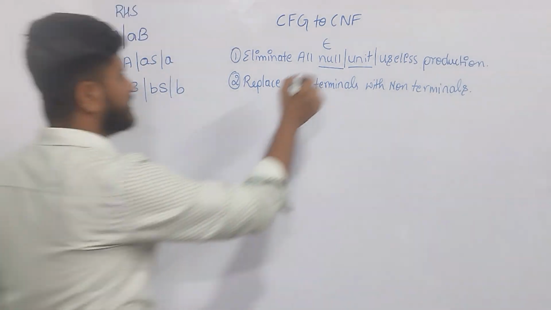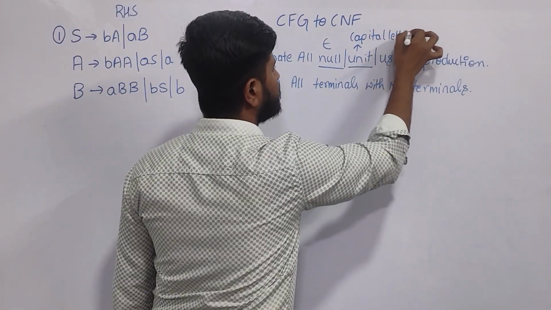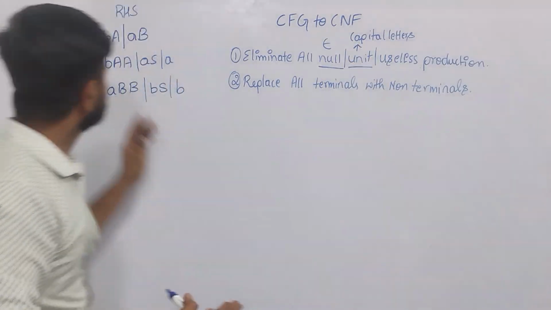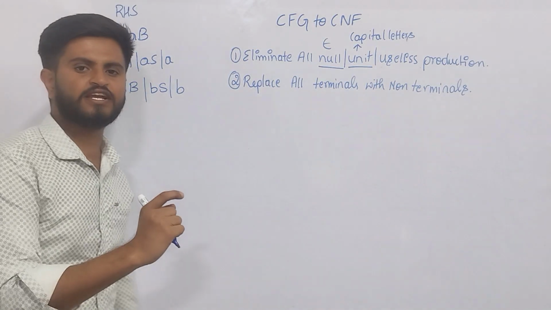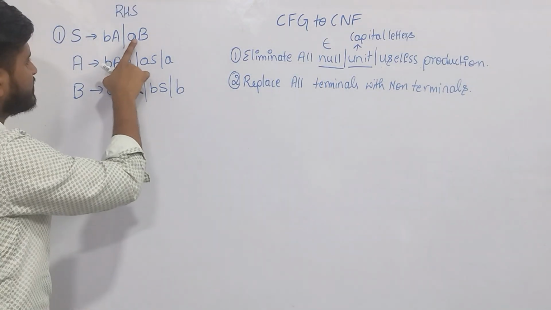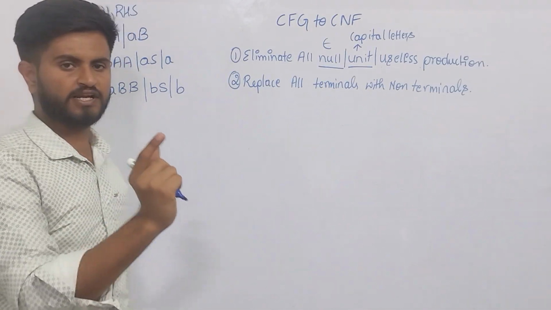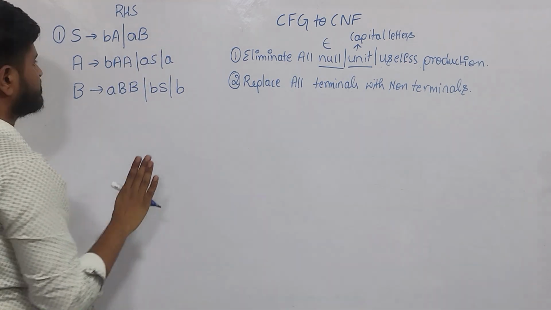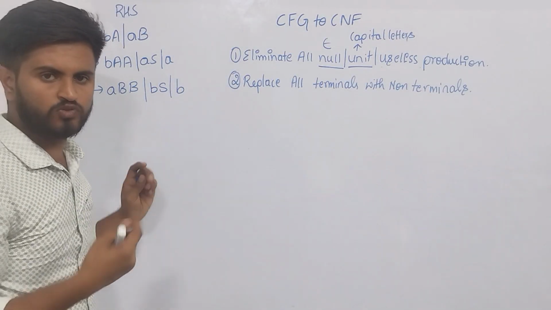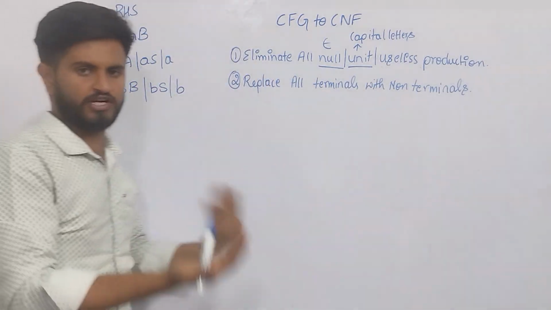Now how to remove the unit production? Unit production means capital letters. Keep it in mind. Capital letters. I don't want to confuse you using the terms like terminals, non-terminals and all. In the right hand side, you will check whether a capital letter is produced as a separate production. Here a capital letter is with a small letter, no problem. If a separate capital letter is there as a separate production, then you must remove it. Here there is a combination of small letters and capital letters. No capital letter is produced as a separate production. So no unit production in this problem, so no need to remove it.